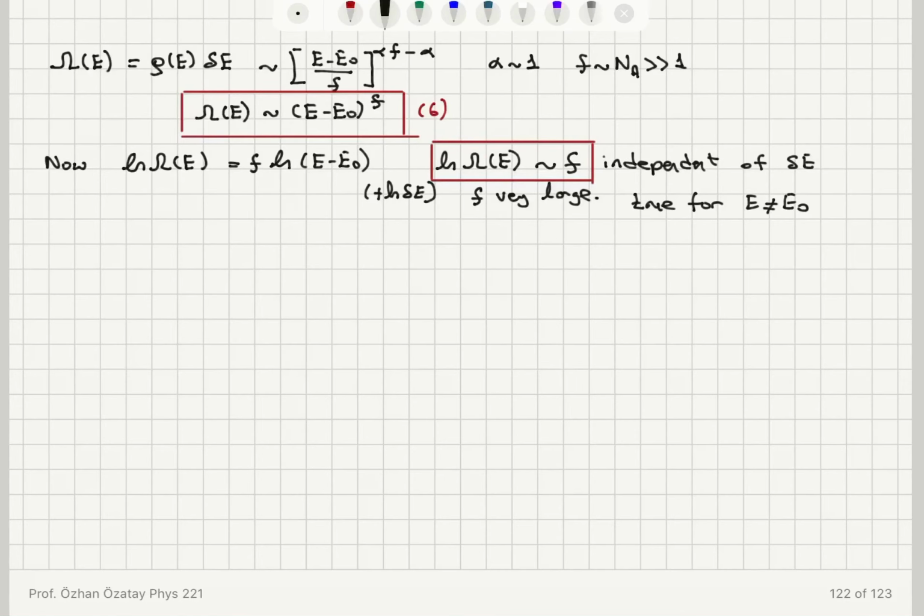Then I note alpha was of the order of 1, F is of the order of Avogadro's number, so the number of accessible states is scaling with energy as E minus E0 to the power of the number of degrees of freedom. And the natural logarithm of the number of accessible states scales as the number of degrees of freedom F, provided that we are far enough from the ground state energy E0. That's our conclusion.